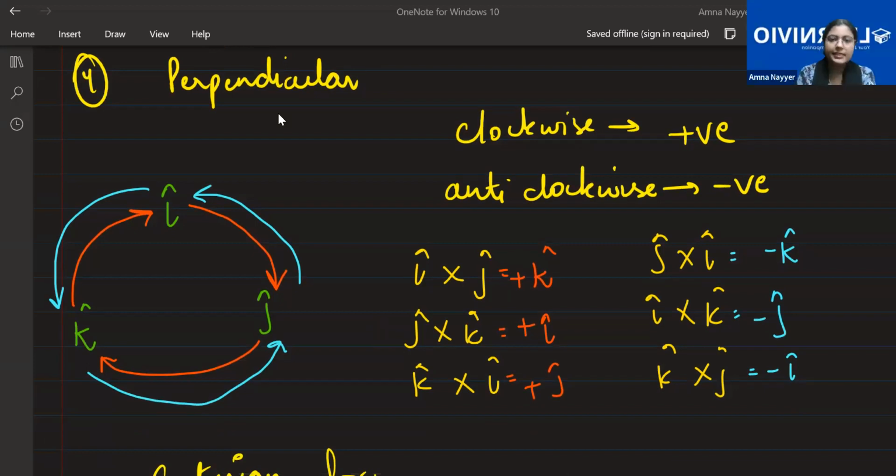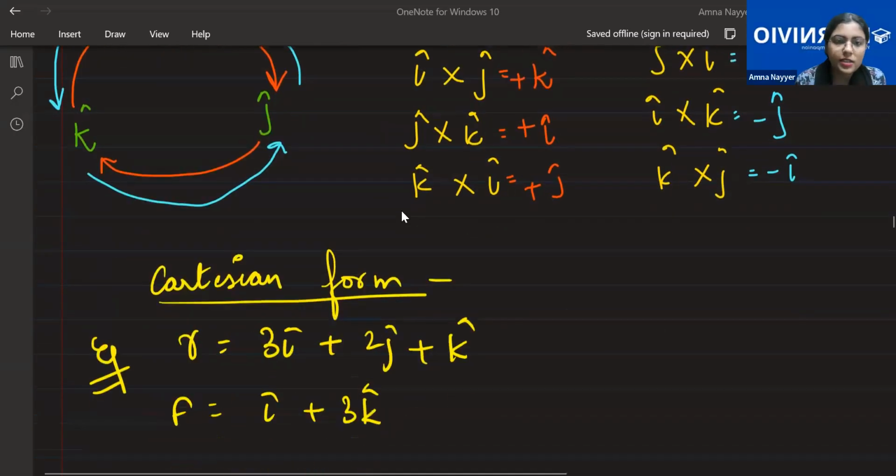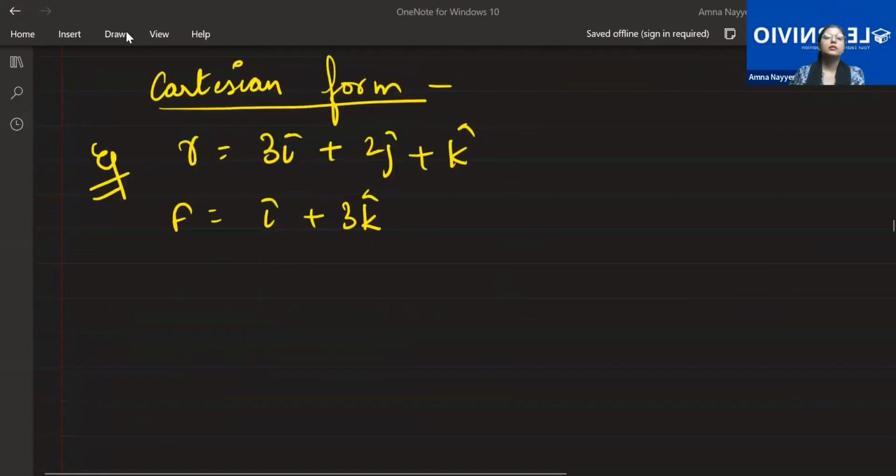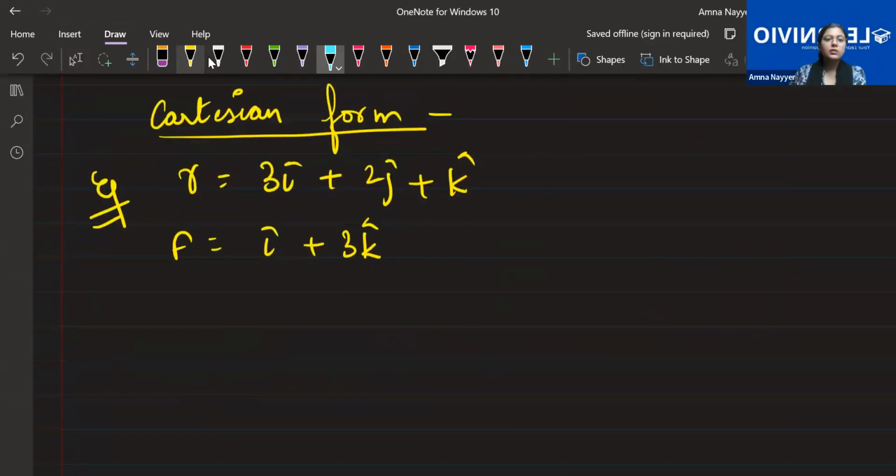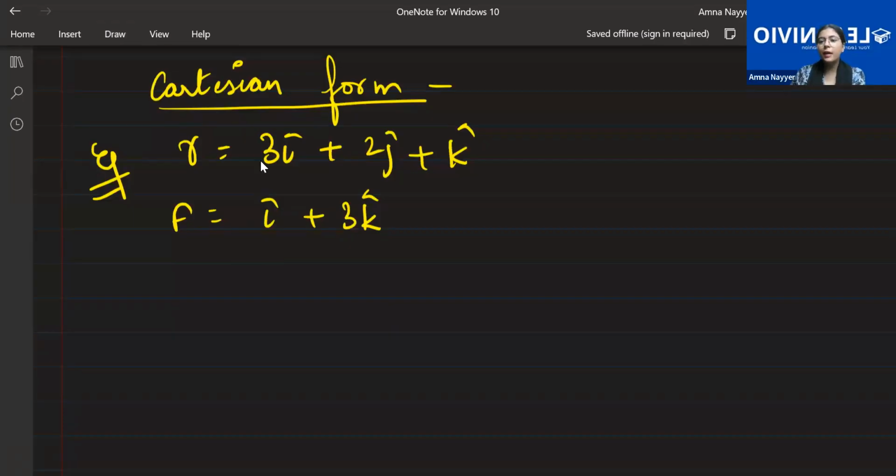Okay. Let's see how we actually solve it in Cartesian form. Now see, you have to remember the coefficients. I cap has the coefficient 3 here, I cap has the coefficient 1 here. Now remember, I told you that cross product is anti-commutative. You cannot change it. If it is given A cross B, you have to write it as A cross B. You cannot make it B cross A.